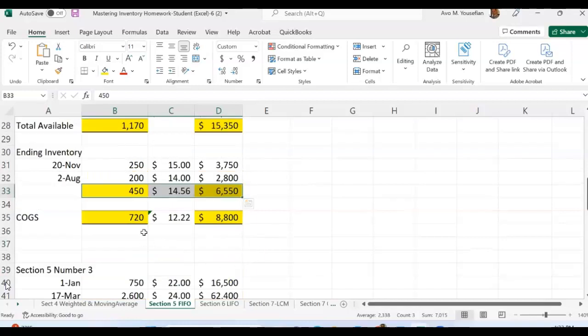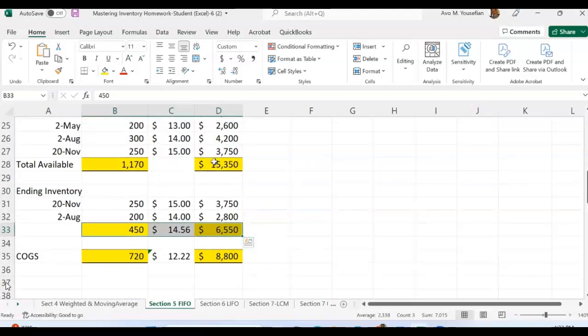And the cost of goods sold was 8,800 units. I mean dollars, which comes from equals to available minus end inventory, enter, and that's your cost of goods sold. And units is available minus ending inventory, and that's your units sold.